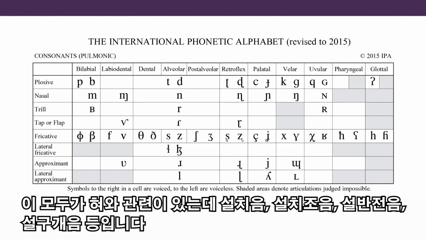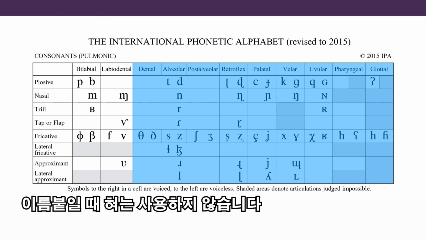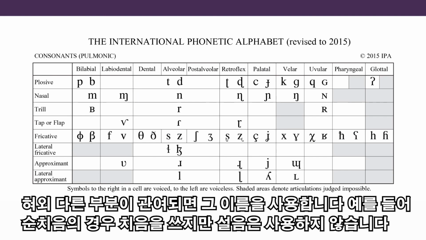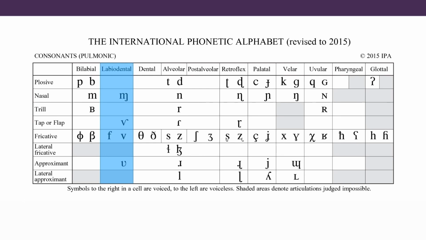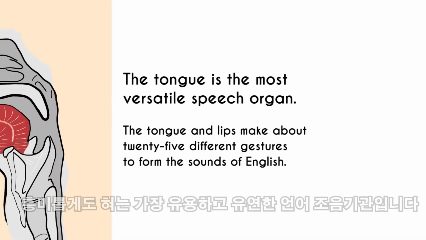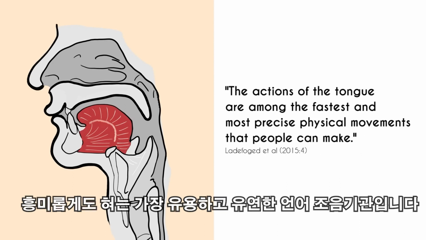You see, all of these could be lingual. Linguodental, linguoalveolar, linguopostalveolar, linguoretroflex, linguopalatal. In the case of the tongue, we just don't mention it. But if there is something else, we mention it. For example, in the case of labiodental, we mention that although it is dental, it's not linguodental, it's labiodental. And in the case of bilabial, we clarify that it's two lips. Interestingly, the tongue is the most versatile, the most flexible speech organ available to us.